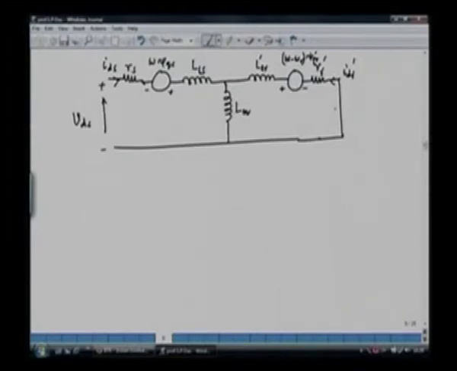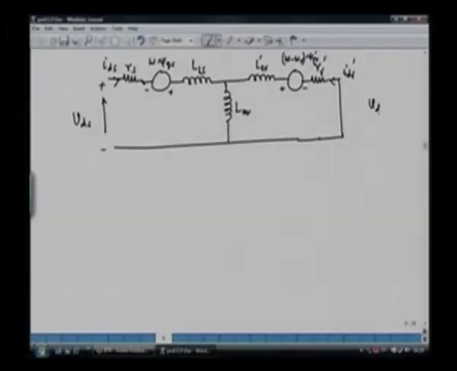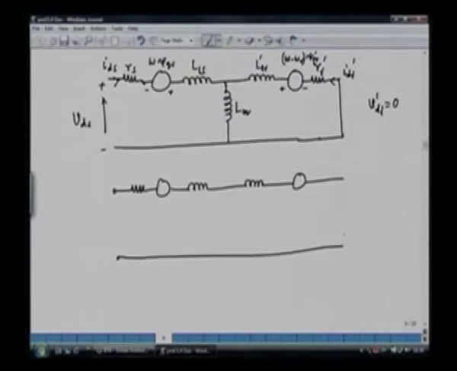Now in case of an induction machine, the rotor is short circuited, so we can say that VDR prime is equal to 0. The rotor is short circuited and hence VDR prime is equal to 0. So we have shorted the rotor in this case. Similarly, for the Q axis, we can write down the equivalent circuit. This is the Q axis equivalent circuit.